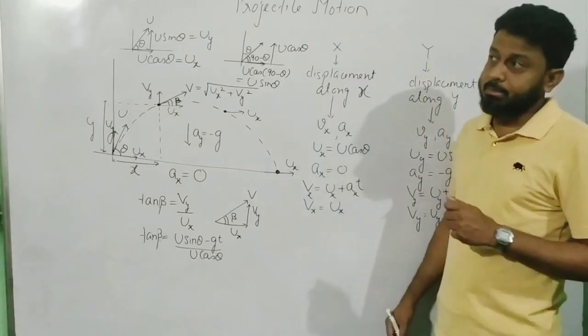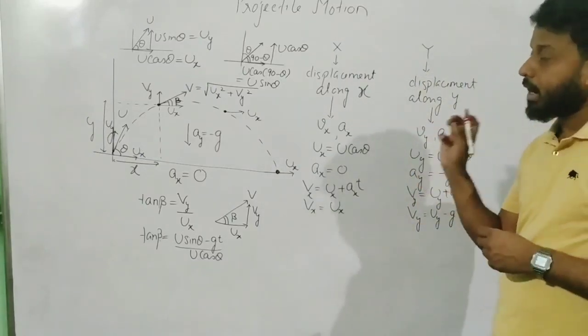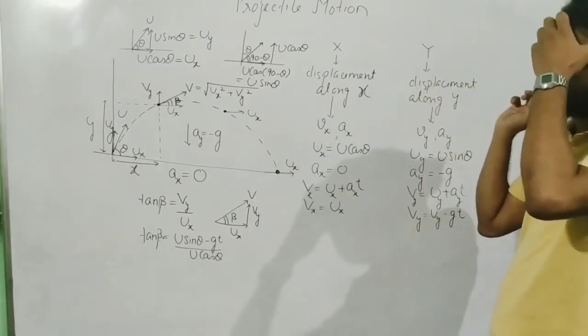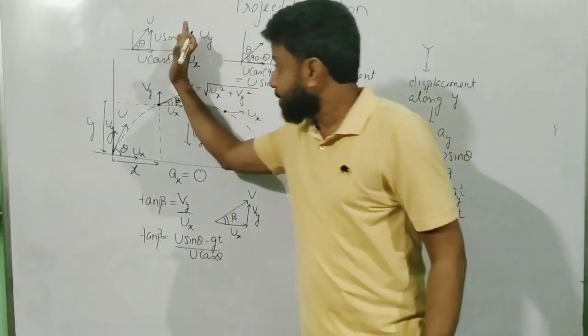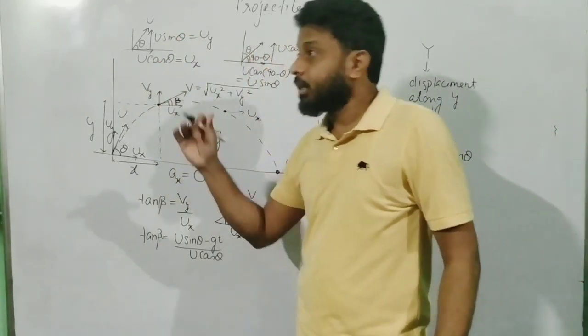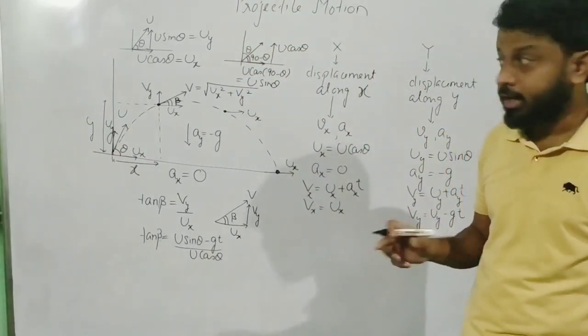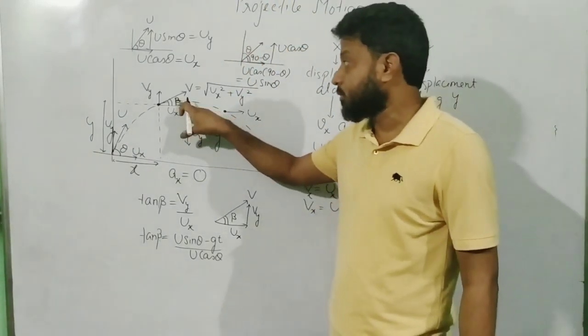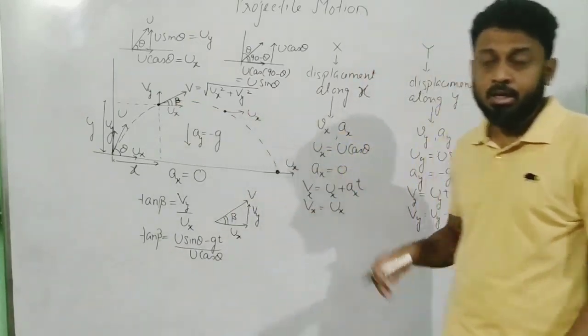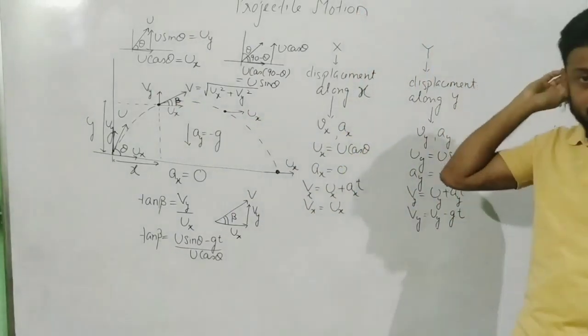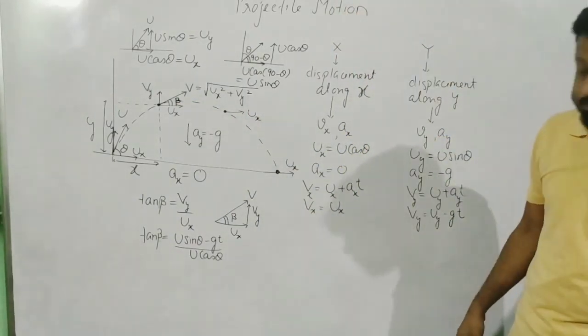For example, just imagine I have a ball and I want to throw it, and let us say it goes and hits a wall. Suppose there is a wall over here, and the question says at what angle the ball is going to hit the wall. That means they are asking you to find the value of beta, the angle with which it is going to hit the wall.